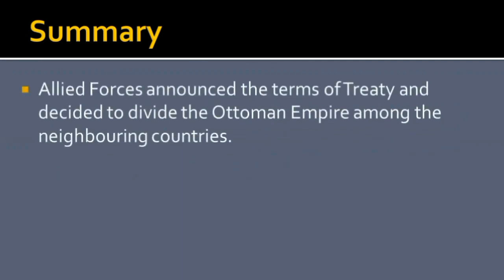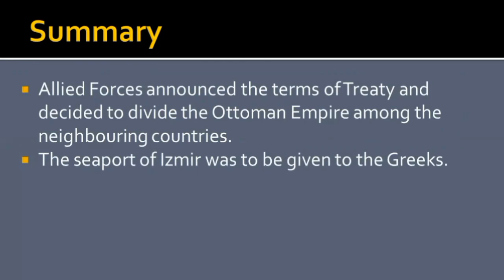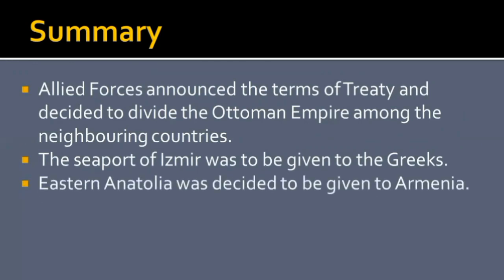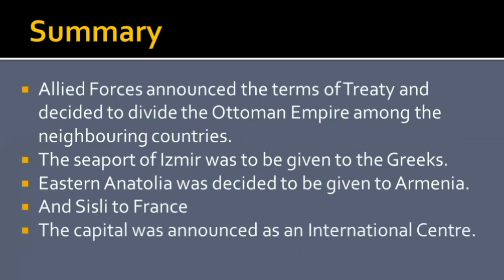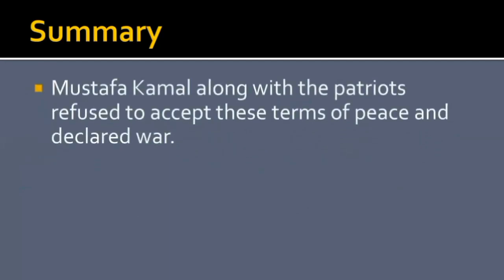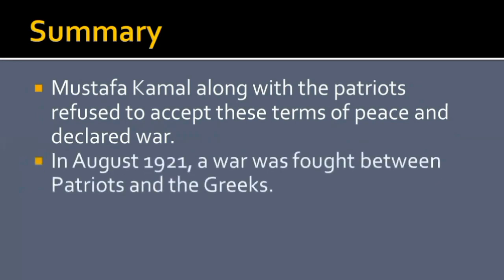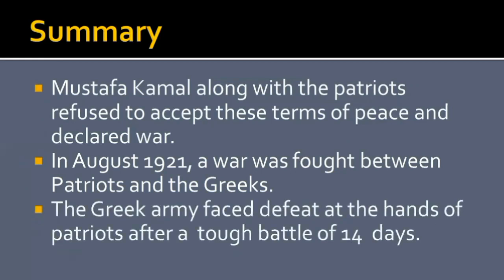Allied forces announced the terms of treaty and decided to divide the Ottoman Empire among the neighboring countries. The seaport of Izmir was to be given to the Greeks. Eastern Anatolia was decided to be given to Armenia. Sicily to France. The capital was announced as an international center. Mustafa Kamal, along with the patriots, refused to accept these terms of peace and declared war. In August 1921, a war was fought between patriots and the Greeks. The Greek army faced defeat at the hands of patriots after a tough battle of 14 days.